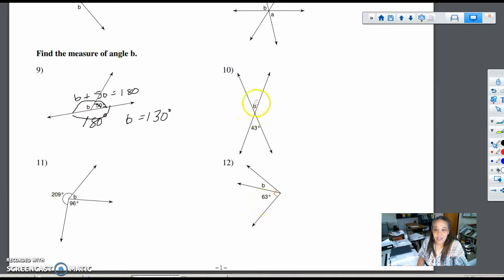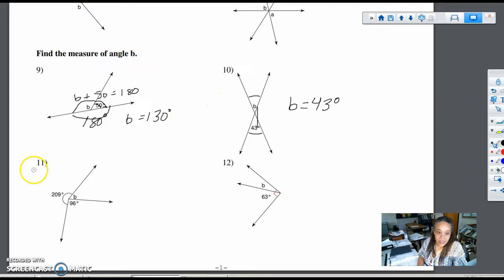And on number 10, you have vertical angles. Remember, vertical angles are congruent, so you can set them equal to each other. It's actually nothing to solve. 43 degrees is 43 degrees.